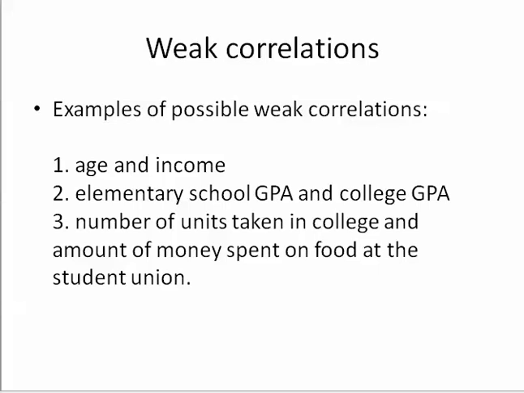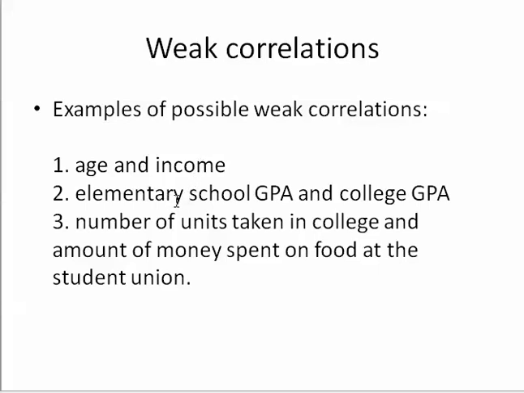Let's look at some examples of possible weak correlations. In other words, let's look at some examples of things that should be positively correlated overall, but the relationship isn't very consistent. Age and income is probably a weak positive correlation because it might be true overall that older people typically earn higher incomes because they have more experience and they've been at their job longer, but there's definitely a lot of exceptions to this. It's definitely not something that's true for everyone, so this would be probably a weak correlation.